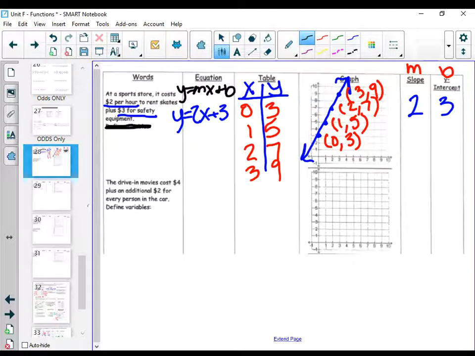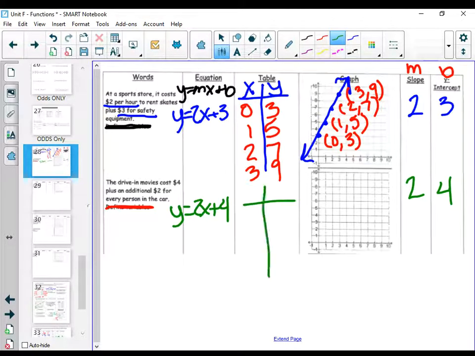We are again going to cross out the part that says define the variables. And we are going to identify slope and y-intercept to write our equation. So the drive-in movie costs $4 plus an additional $2 for every person in the car. So I know I have to pay $4 to start. To get into the drive-in, I have to pay $4. That's my starting point. That's my y-intercept. And then it's $2 for every person. I pay more depending on the number of people that are coming. That's my rate of change. So then my equation, y equals 2x plus 4.